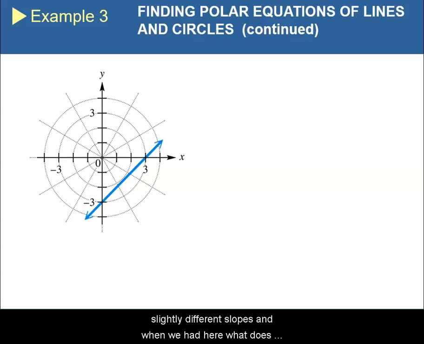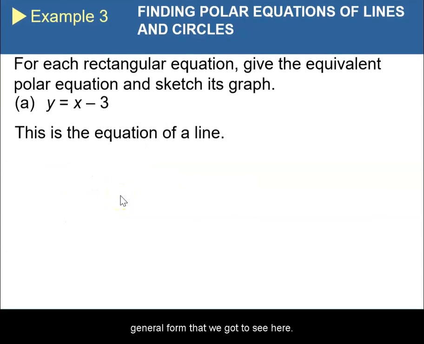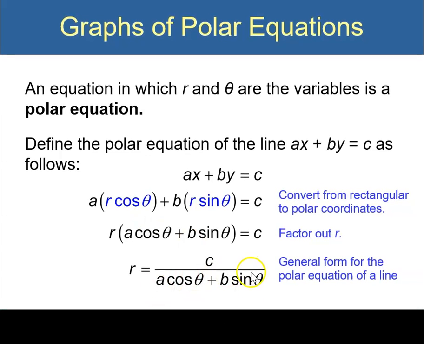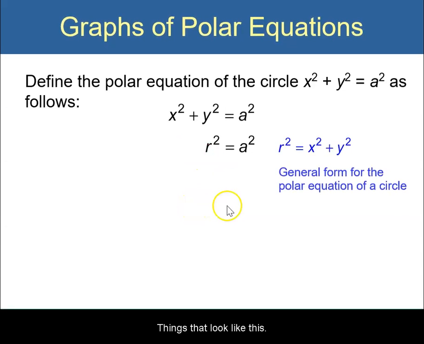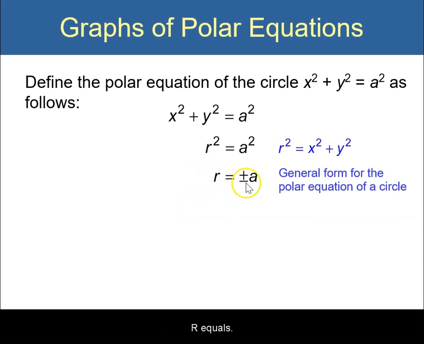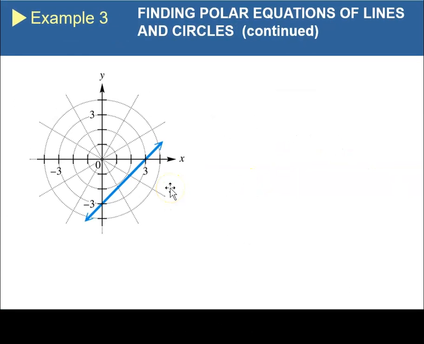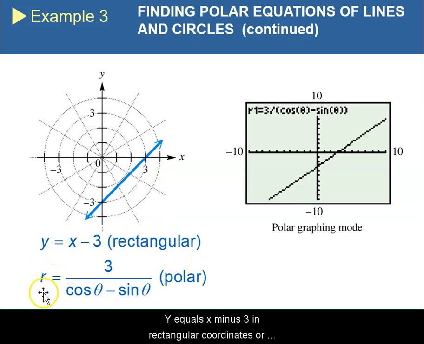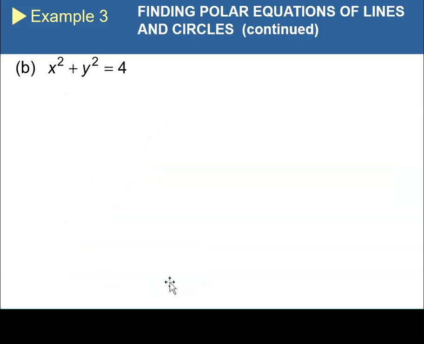But this general form that we got to see here, things that look like this are equations of lines, right? Things that look like this, r equals some constant, that will give you a circle. So y equals x minus 3 in rectangular coordinates, or r equals 3 over cosine theta minus sine theta in polar coordinates is equivalent.